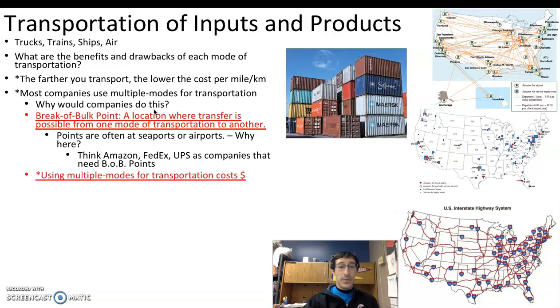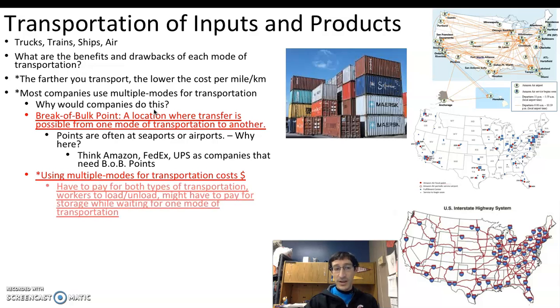Also, we have to consider that using multiple modes of transportation, even though it might be cost effective, will still end up costing money, because you have to pay for both types of transportation. You have to pay for the labor involved for the people loading, unloading, driving, or piloting those modes of transportation. You have to pay for storage from time to time, waiting for one mode of transportation to the other. Hence why we have up here these containers that are used predominantly on ships.